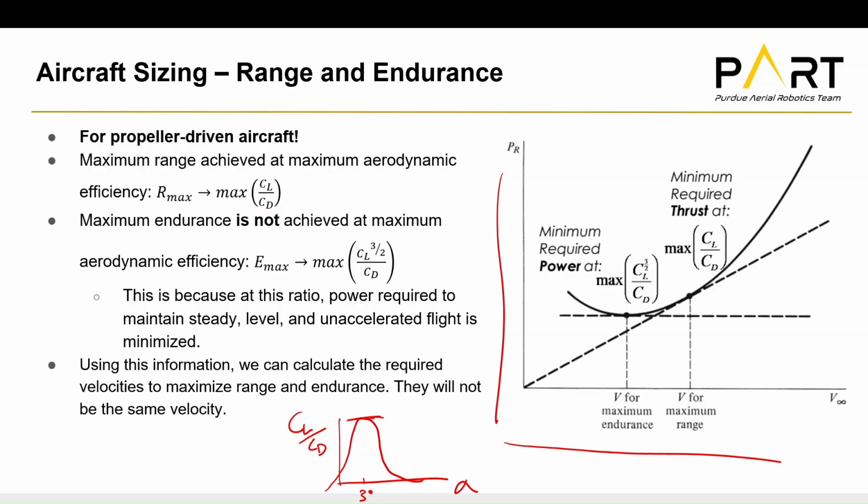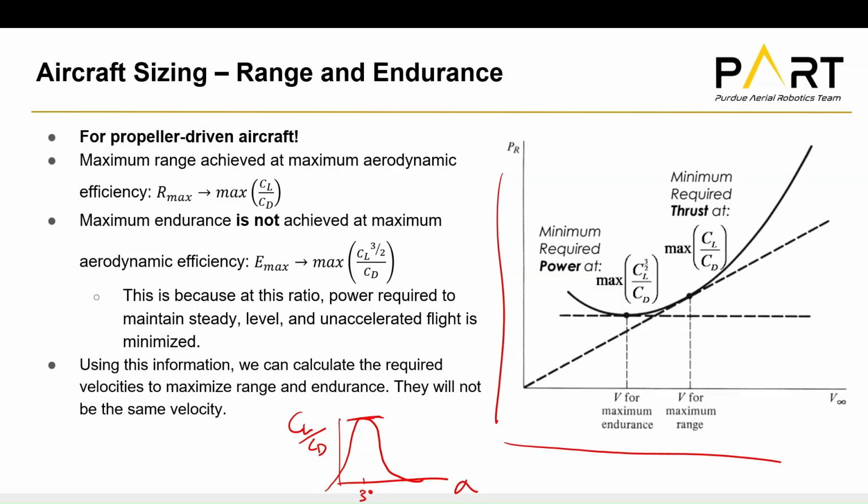Your maximum endurance, however, is not achieved at maximum aerodynamic efficiency. It's actually achieved at CL to the 3/2 over CD, which is interesting. Something to keep in mind. It's because of this ratio that the power required to maintain steady, level, unaccelerated flight is minimized. You're minimizing the amount of power to get there, not necessarily just your CL over CD.